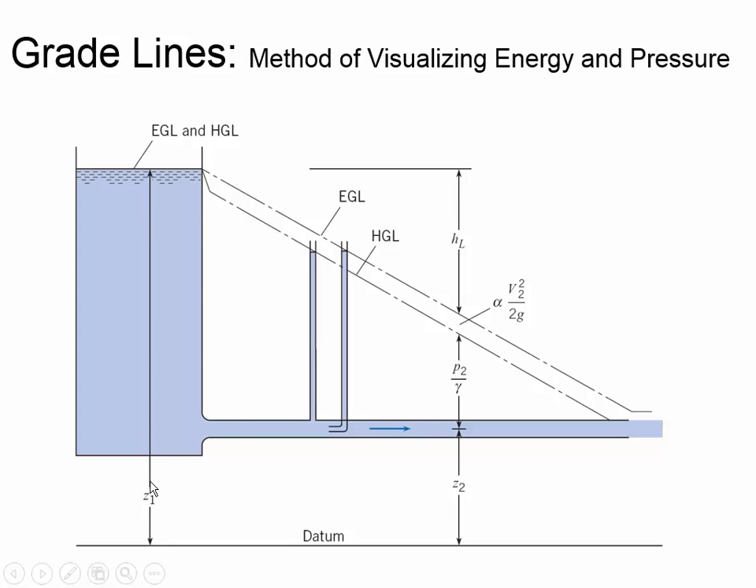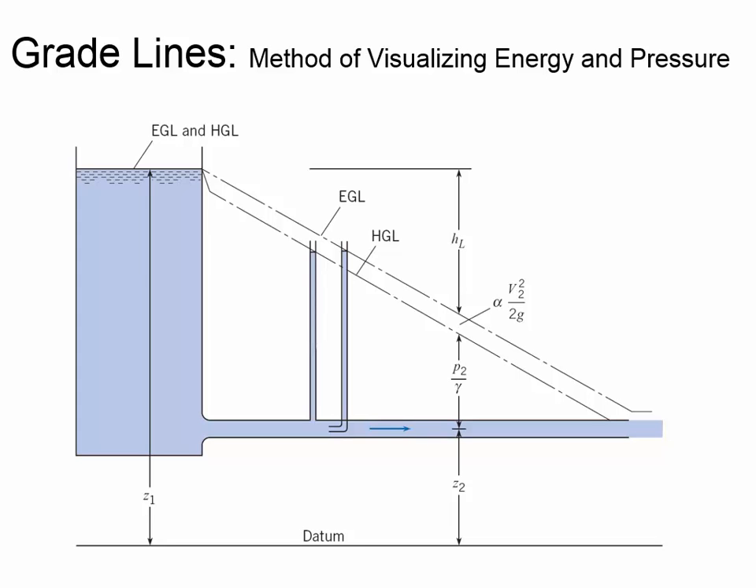So in this drawing is a tank connected to a pipe, and the water is flowing from the tank through the pipe and it's exiting as a jet. So the water comes out as a jet. And you'll notice that there's two things on here, the EGL, which stands for energy grade line, and the HGL, which stands for the hydraulic grade line. Inside of the tank, the EGL and the HGL are at the same location.